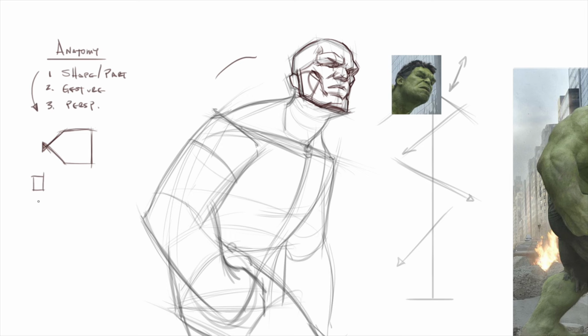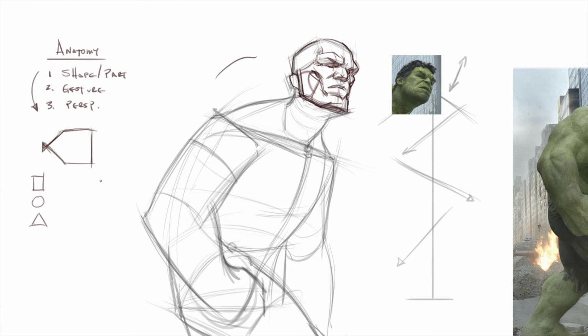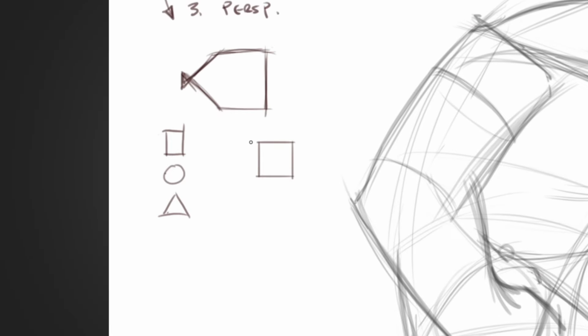I'm still looking at the same tools though. Is it a square, a circle, or a triangle? Maybe a combination. So let's say the pec, just use the same workflow that I've been looking at for figures. Maybe the pec is a square with a triangle on it.